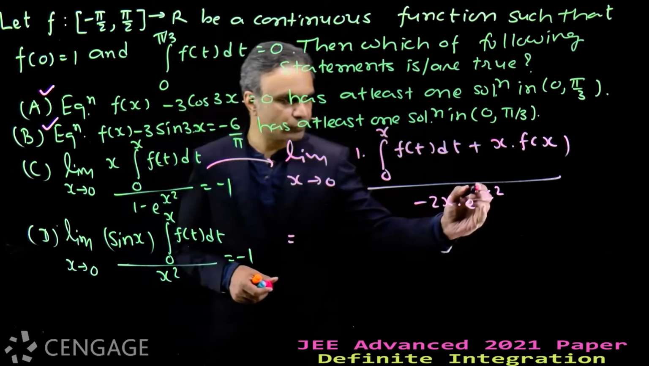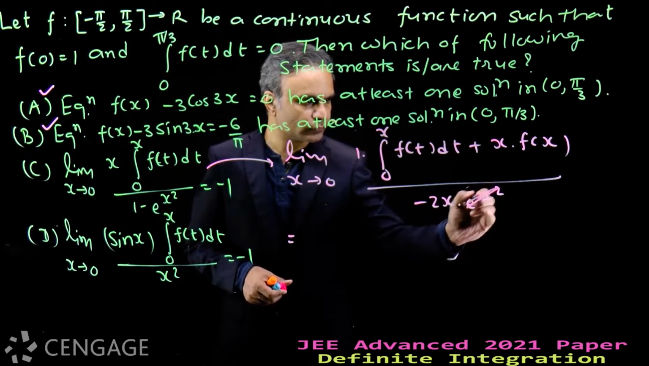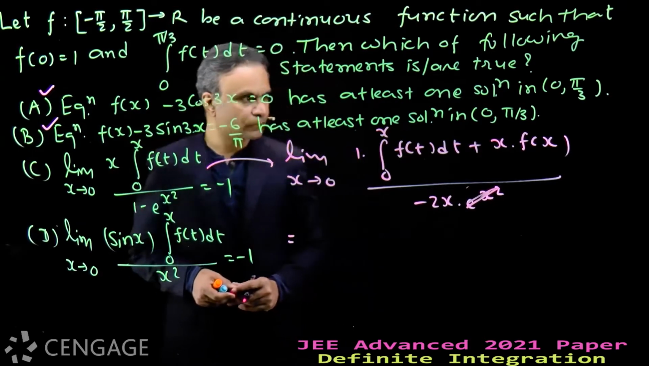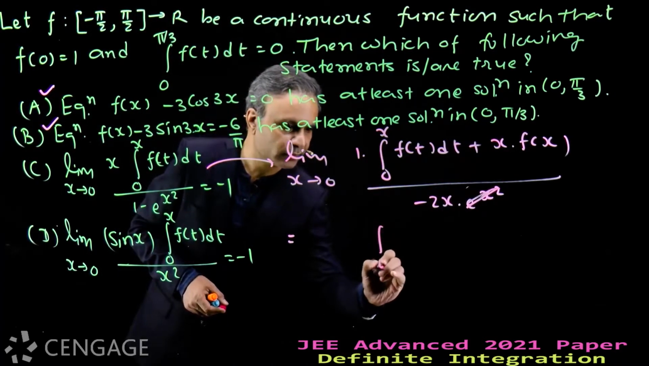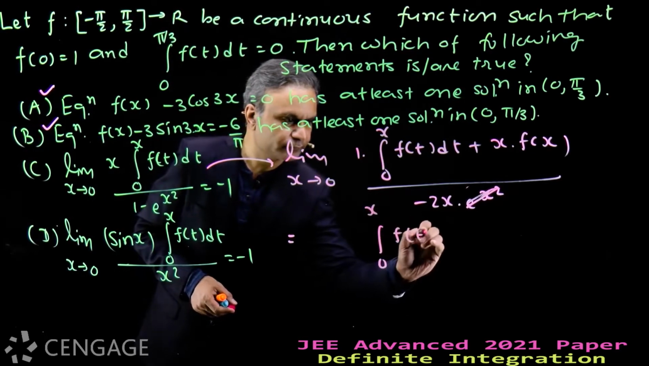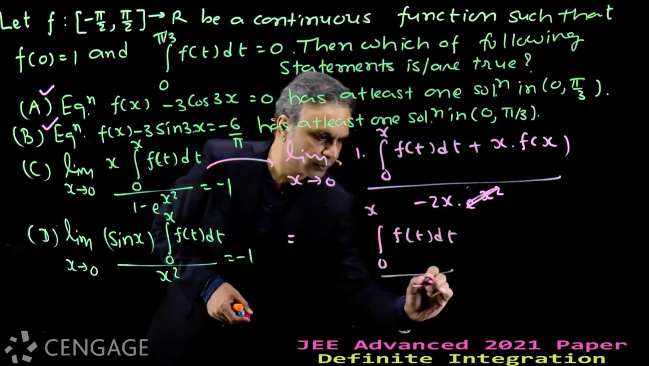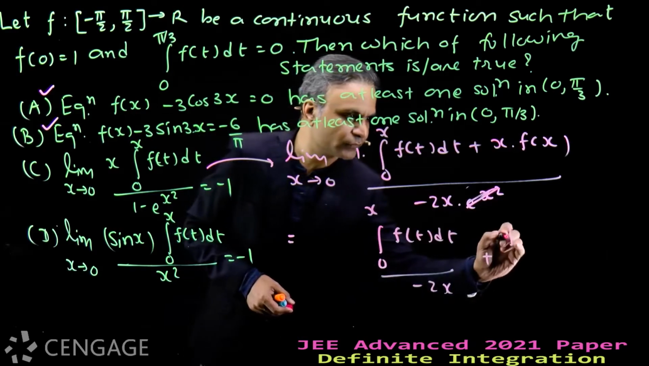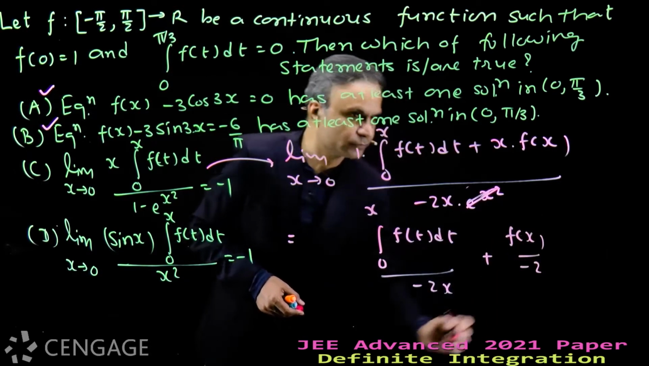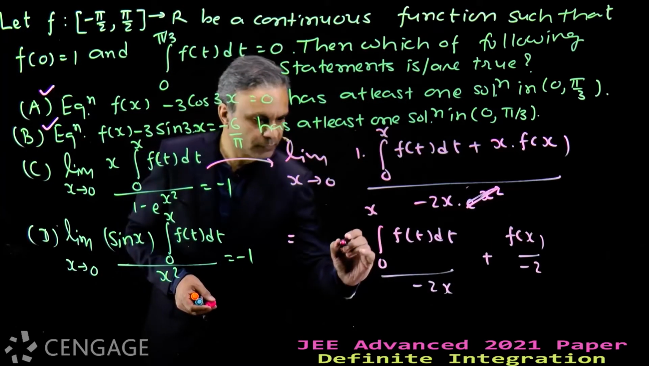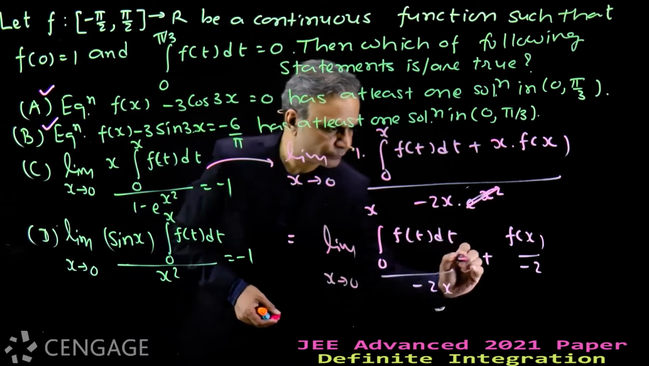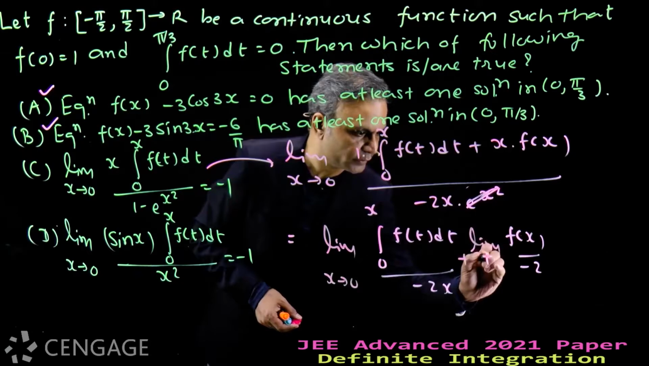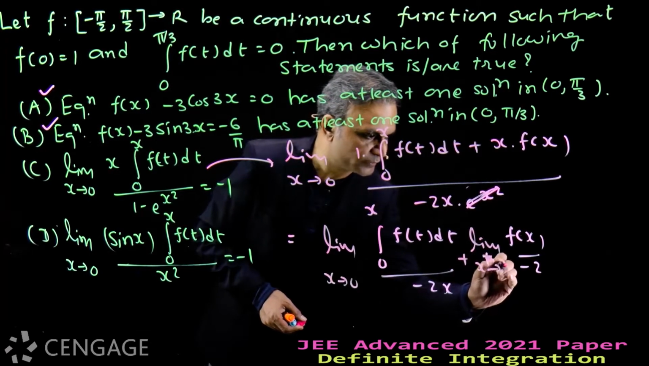At x is equal to 0, this value will be 1. So we can replace this with 1. Now we have this. What do we do? We split from this plus sign, we find this definite integral over minus 2x plus f of x over minus 2. We have limit x tends to 0.